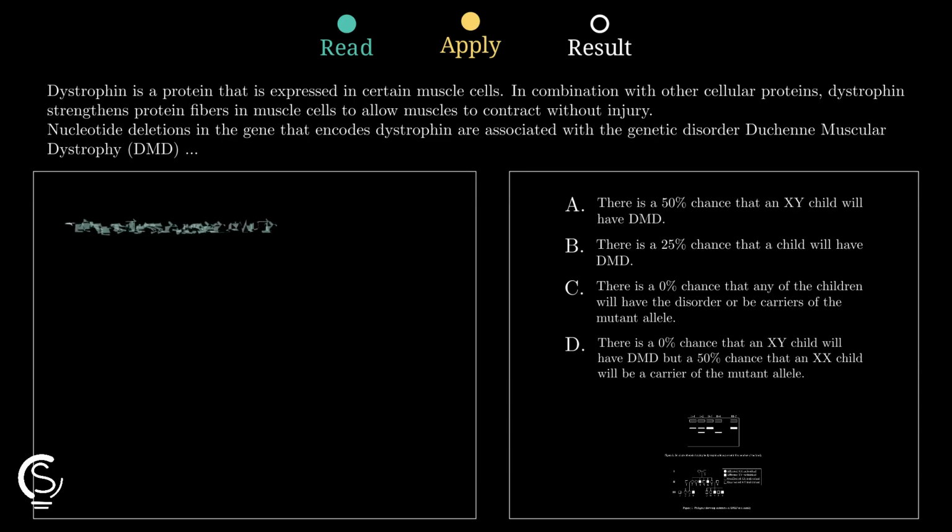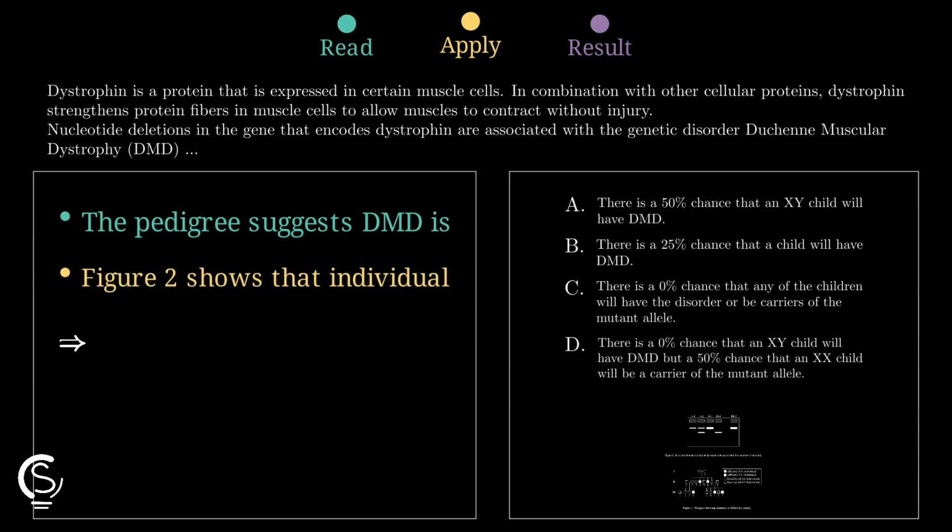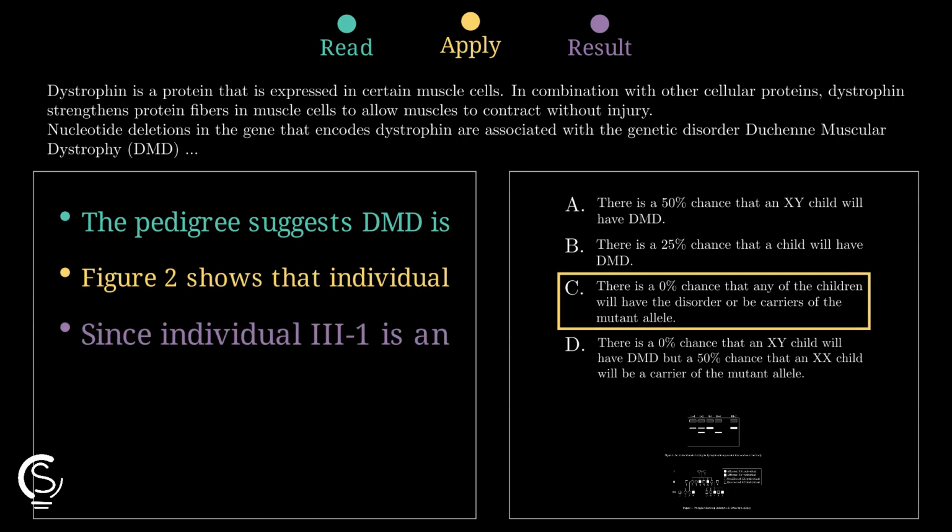Next, figure 2 matters most. The gel shows 3-2 does not carry the family's specific mutant dystrophin allele, so there is no mutant copy available for 3-2 to pass on. Since 3-1 is unaffected and 3-2 lacks that mutant allele, their children cannot inherit this family's mutant dystrophin allele or develop DMD from it.